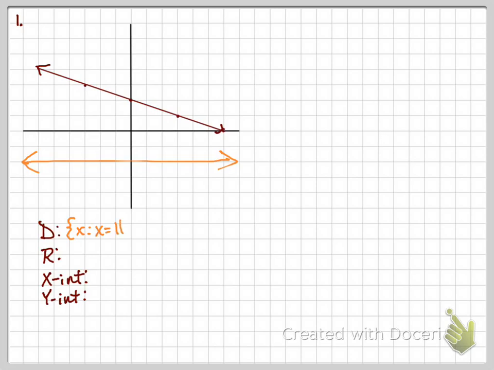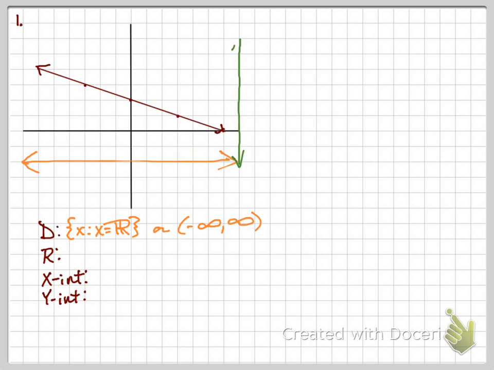x is equal to all real numbers. That hits all those horizontal values. In interval notation, remember, we use negative infinity to infinity, and because they are not equal, we use the parentheses on those.